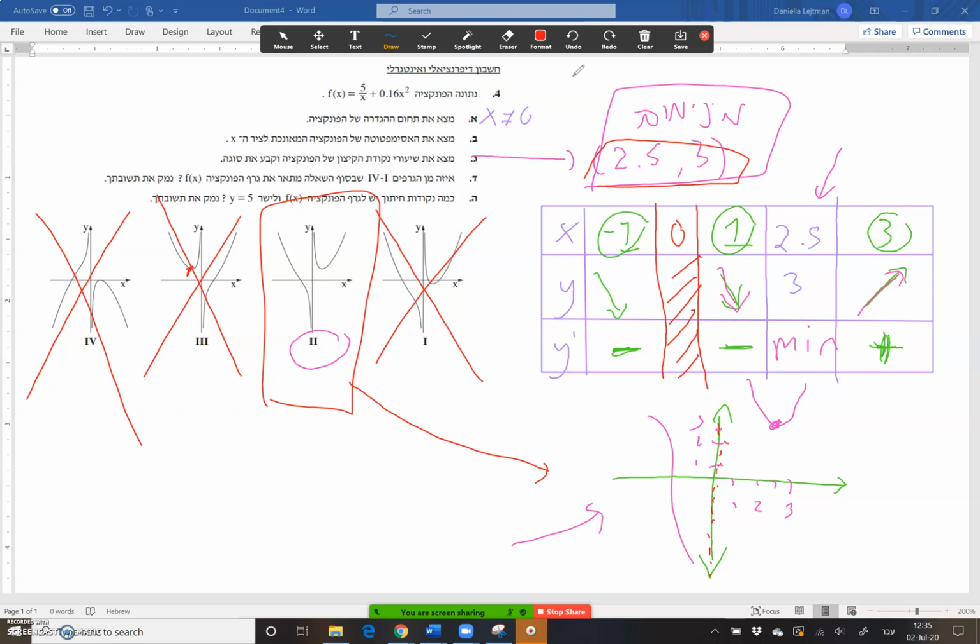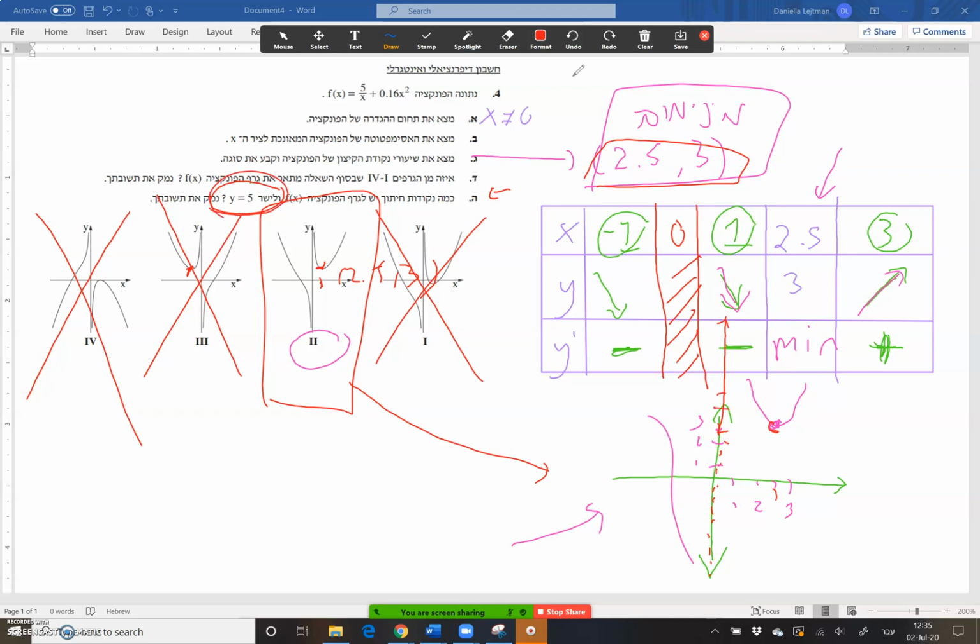Now, last question. How many nekudot chituch does the graph of the function have? How many intersection points does the graph of f of x have with the line y equals 5? Now explain your answer. Okay, so if this point over here is 2.5, 3, that means it's 2.5 over, right? And it's 3 up. Now, what does the line y equals 5 look like?